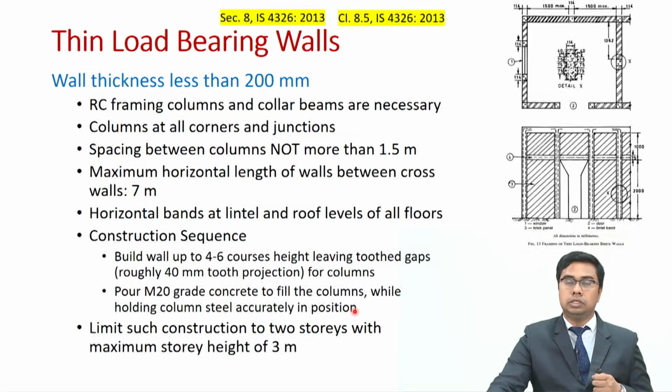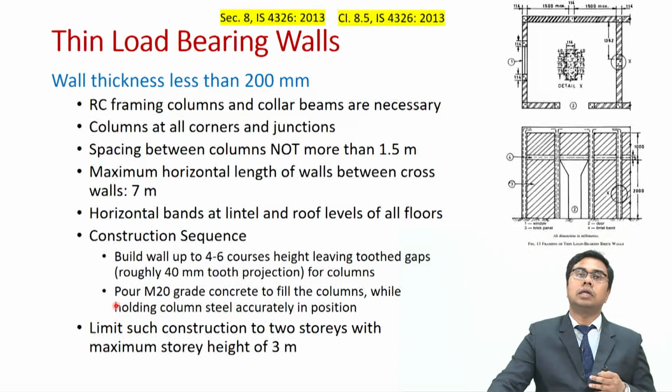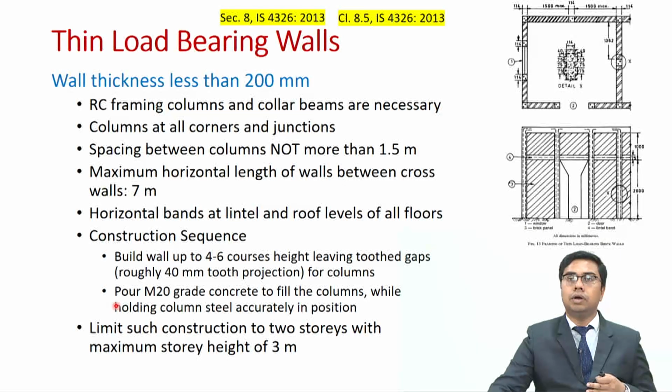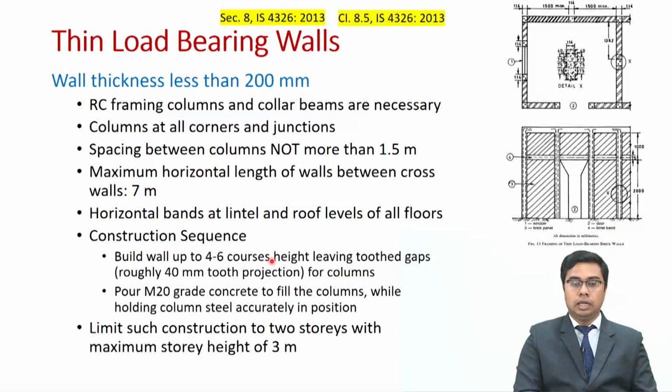Now, this construction sequence is similar to what we do in case of confined masonry construction. Slightly different, I would say. Why? Because this is only building a wall up to 4 to 6 courses height. What is course height? Every brick you lay is one course. So, if you are laying 6 bricks on top of each other, then you have laid 6 courses.